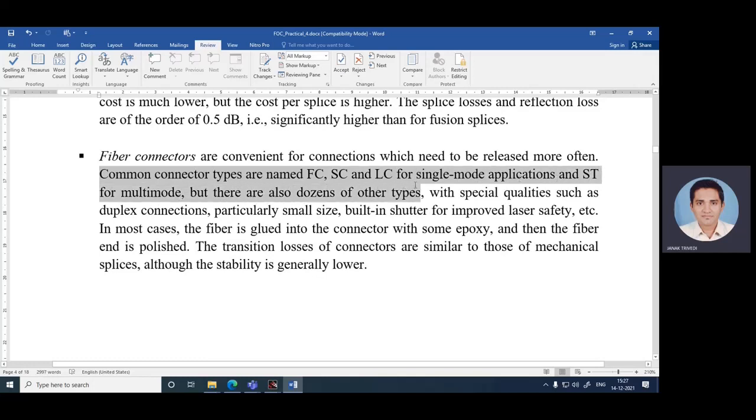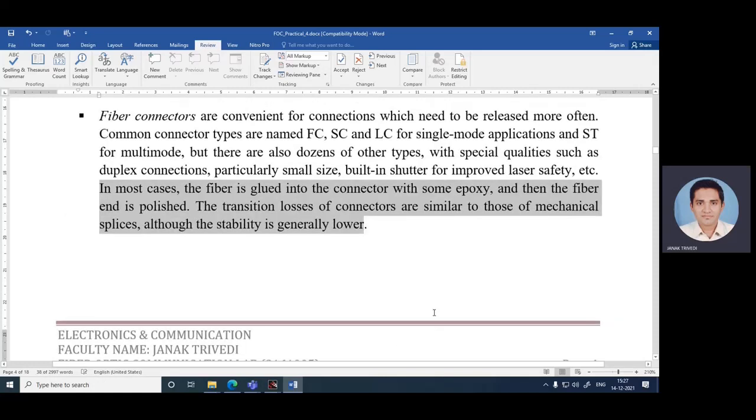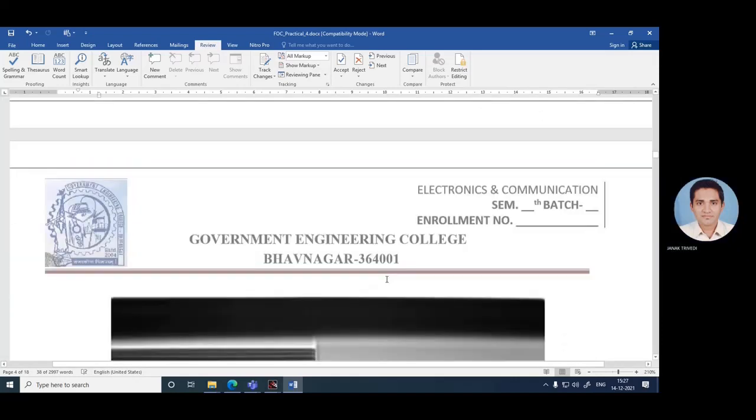dozens of other types with special qualities such as duplex connection, particularly small size, built-in shutter for improved laser safety, etc. In most cases, the fiber is glued into the connector with some epoxy and then the fiber end is polished. The transition loss of connectors is similar to that of mechanical splices, although the stability is generally lower.